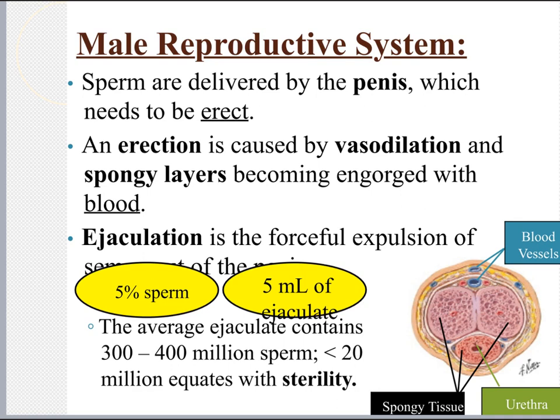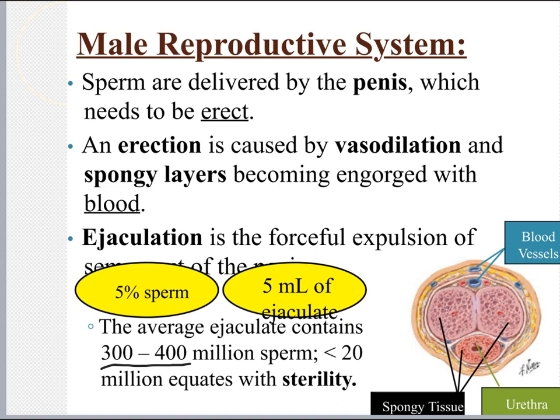So sperm is delivered by the penis, which needs to be erect. I just said that. It's caused by the spongy layers in the penis being engorged with blood. That's called vasodilation, which refers to the blood vessels themselves actually becoming dilated or becoming bigger. Now, in an ejaculate, only about 5% of it is sperm, and the rest of it are those fluids that we talked about, the sugary secretions and the basic solutions. 5 milliliters of ejaculate contains about 300 to 400 million sperm. Okay, 300 to 400 million.